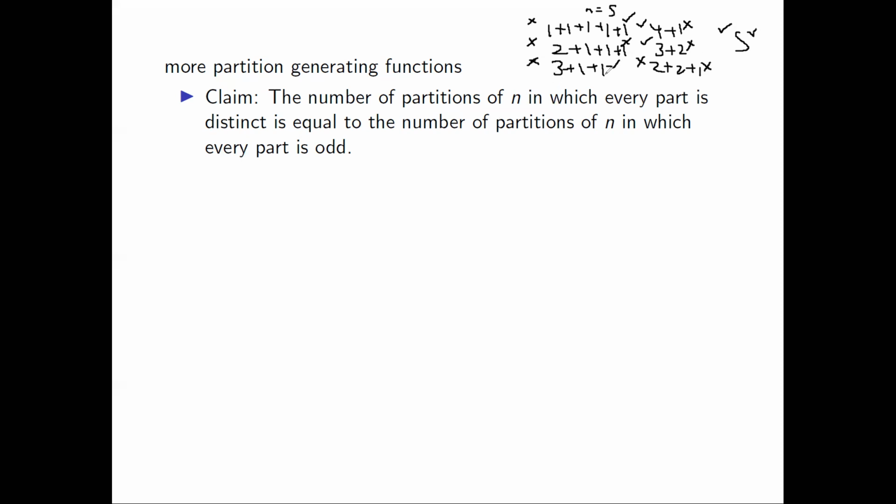Now we can count each side. Hopefully I marked this correctly. So the number of partitions we found of 5 in which every part is distinct, it looks like we only found 1, 2, 3 of them. So for n equals 5, we got 3 on one side. So 3 was the left. I see 3 checks on the left: 1, 2, and 3.